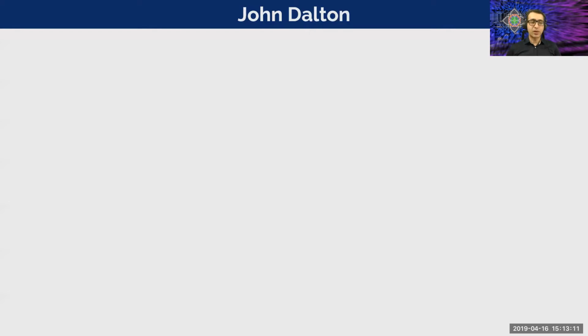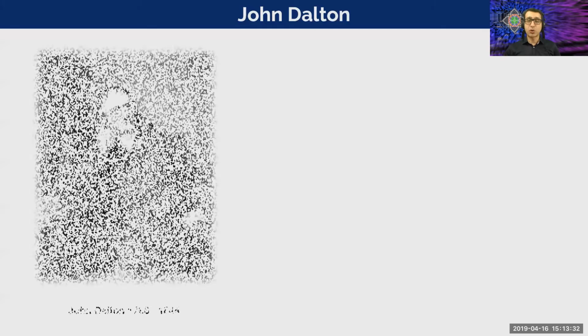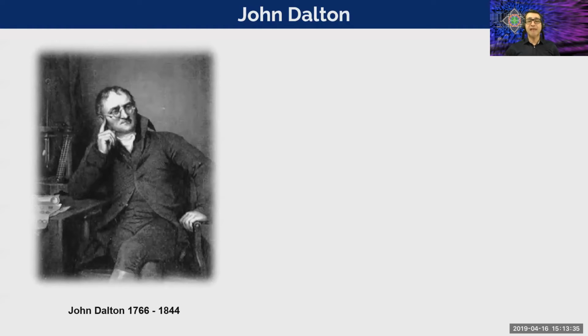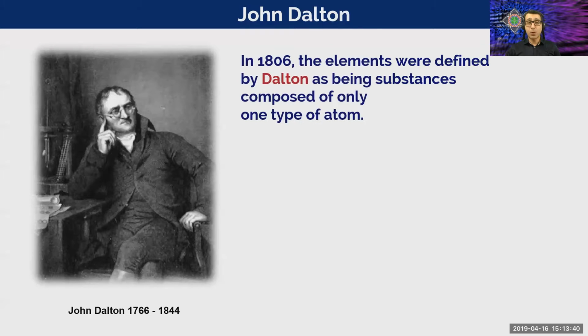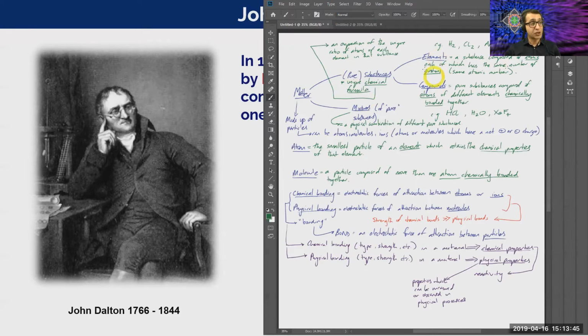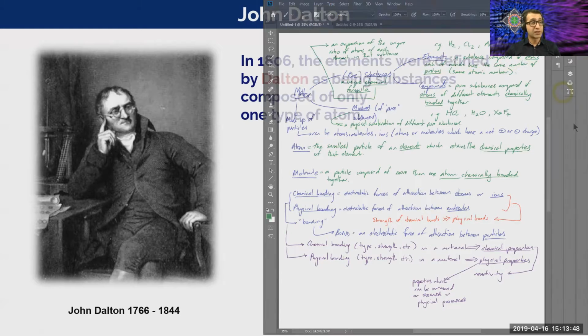The arguments that the ancient Greeks were having were philosophical in nature. They were based upon logic and argument, but there was very little in the way of actual experimentation, of the kind of scientific investigation that we know of now. But the first person in the Western tradition to really move forward the ideas of the ancient Greeks was John Dalton, this gentleman here. In 1806, the chemical elements were defined by Dalton as being pure substances composed of only one type of atom. And so again, this is really where we get this definition from. It was actually Dalton's definition, fundamentally.